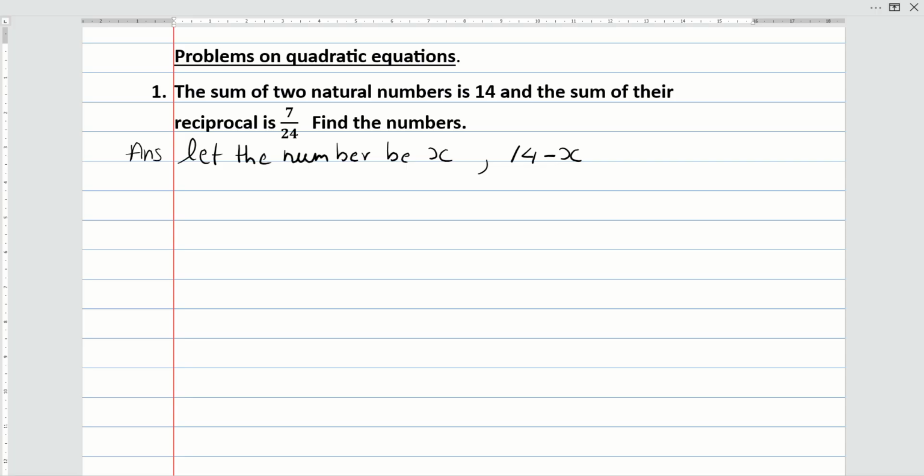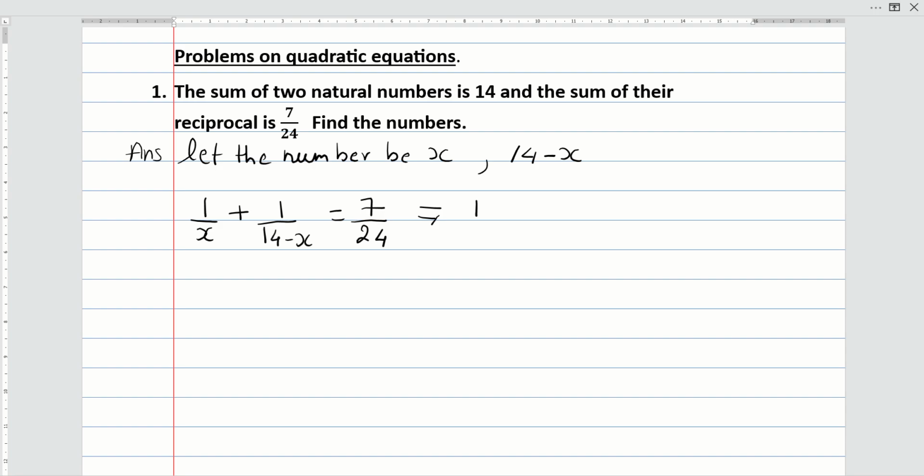Now see the second condition. The second condition is the sum of the reciprocals. So 1 upon x plus 1 upon 14 minus x is equal to 7 upon 24. Now we'll solve the sum. It's very simple. Once the equation is formed, students, it becomes very easy to solve.